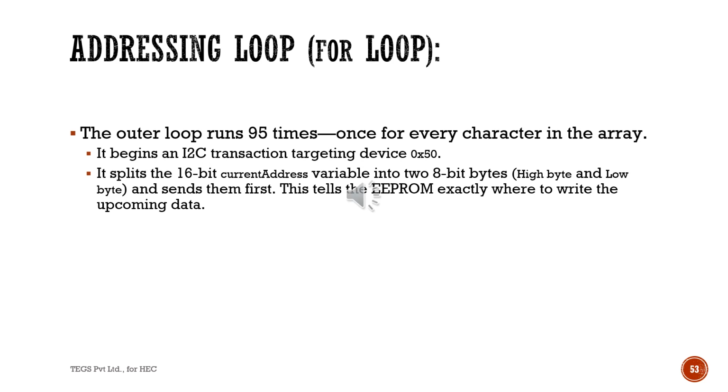Addressing loop, for loop. The outer loop runs 96 times, once for every character in the array. It begins an I2C transaction targeting the device hex 50. It splits the 16-bit current address variable into two 8-bit bytes, high byte and low byte, and sends them first. This tells the EEPROM exactly where to write the upcoming data.